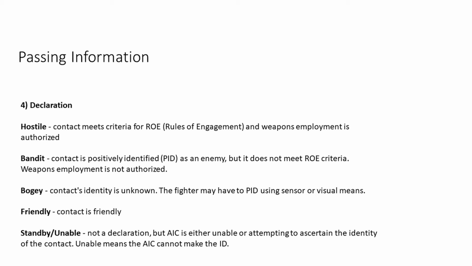Bogey is when a contact's identity is unknown. And in this case, the AWACS may actually ask the fighter or fighter group to go in and get a positive ID using some kind of sensor. That might be a camera, it might be just flying up to it and getting a visual if it's not presenting a threat. Friendly, of course, means the contact is friendly. Standby, unable, is not a declaration, but it means that the controller is unable to ascertain the identity of the contact.